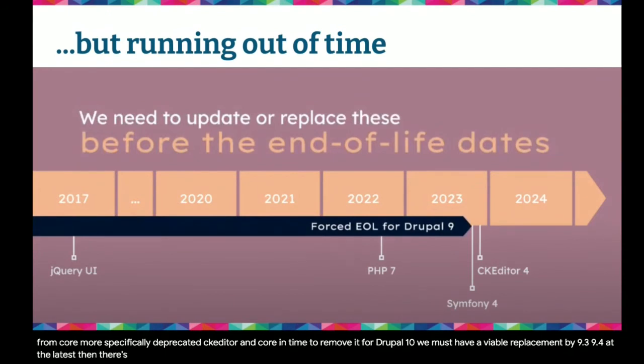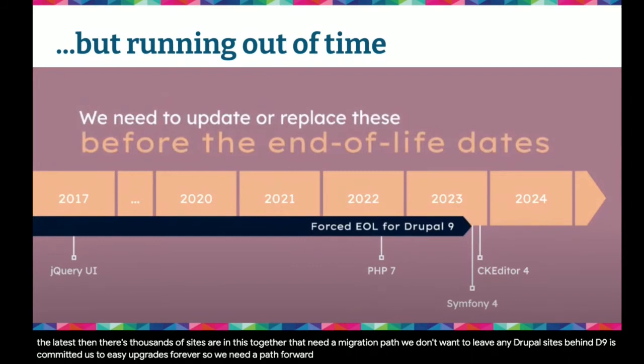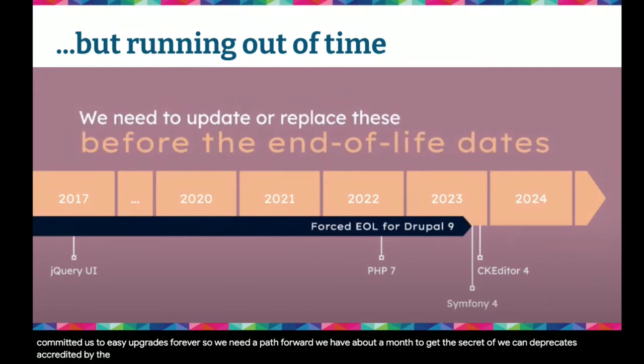Then there's thousands of sites running CKEditor that need a migration path. We don't want to leave any Drupal sites behind. D9 has committed us to easy upgrades forever, so we need a path forward. We have about a month to get the CKEditor 5 module ready for beta and land it in core so that we can deprecate CKEditor by the fall.